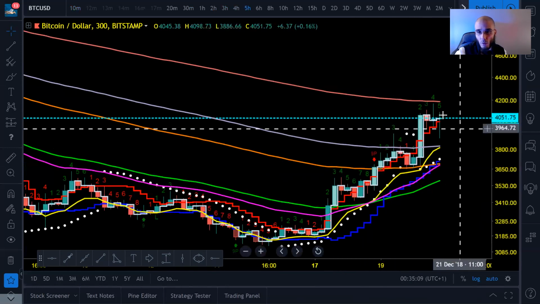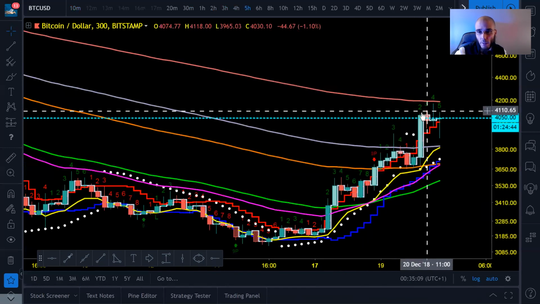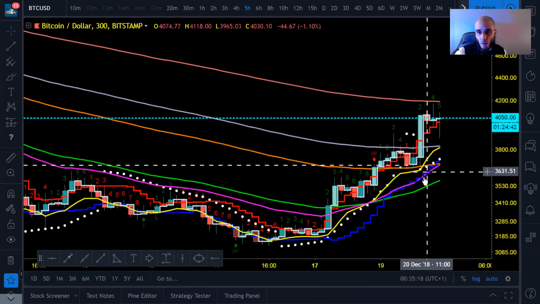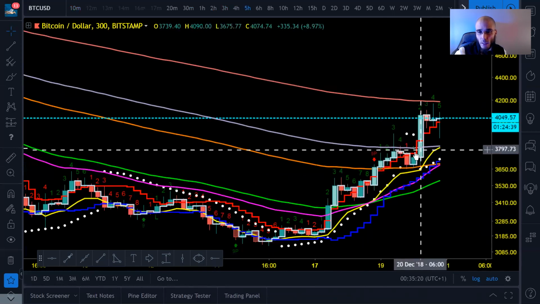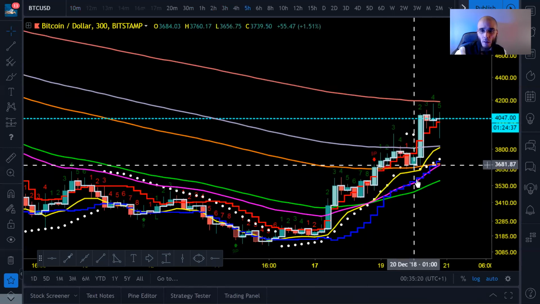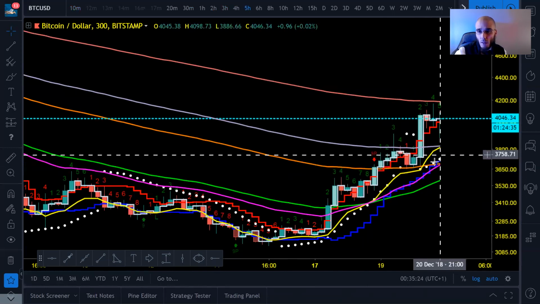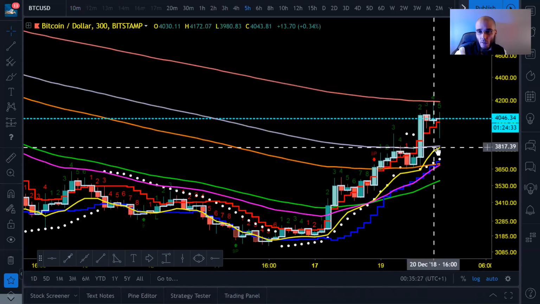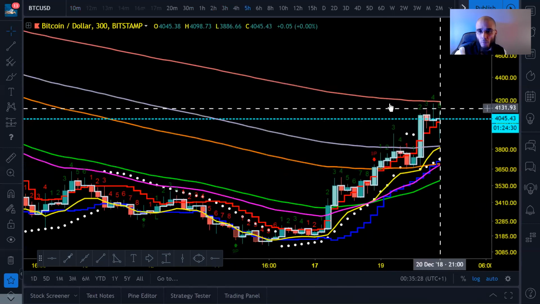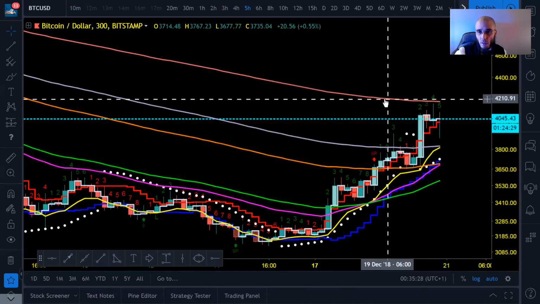Five-hour chart, you had a 3 trading higher than a 2. You should be in a long position. You had a 2 trading higher than a 1. You should be in a long position. Stop and reverse below the price. Moving averages, you have a couple of moving averages below. You don't have, I think that's the 200.